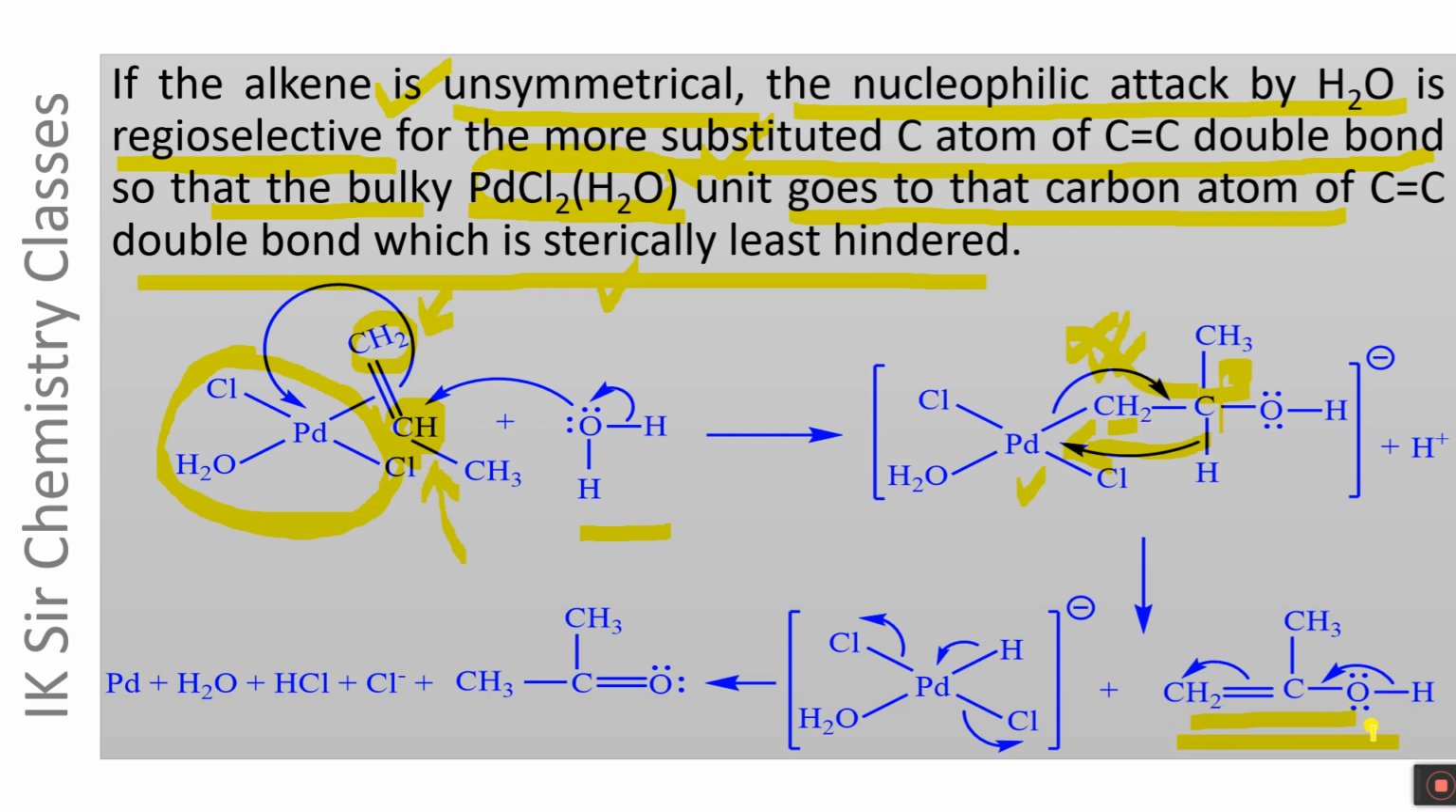This vinylic alcohol tautomerizes to acetone, and the beta hydrogen is transferred to the metal atom. This anionic complex then loses HCl, Cl minus ion, H2O and palladium, and thus the product in this case is acetone. It means if propene is used in place of ethene in the Wacker process, we will get acetone instead of acetaldehyde.